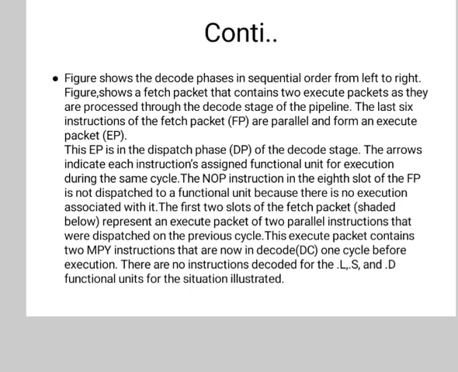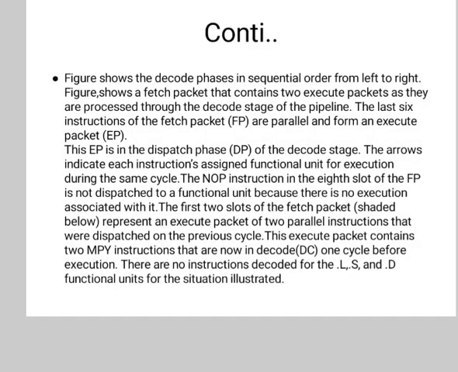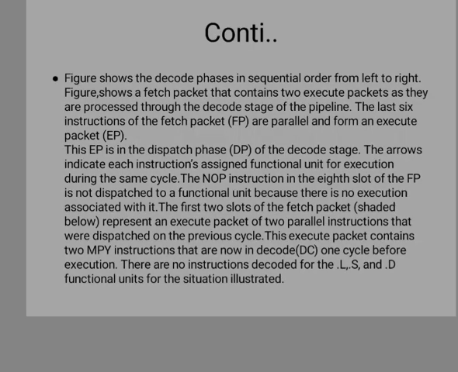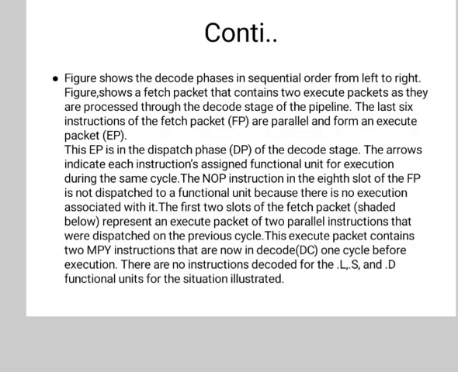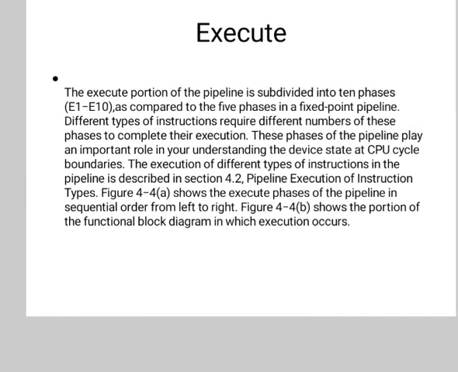The first 2 slots of the fetch packet, that is shaded below, represent an execute packet of the 2 parallel instructions that were dispatched on the previous cycle. This execute packet contains 2 MPY instructions that are now in decode, one cycle before execution. There are no instructions decoded for the L and S functional units in the situation which is illustrated. So this diagram shows the decode phases of the pipeline.